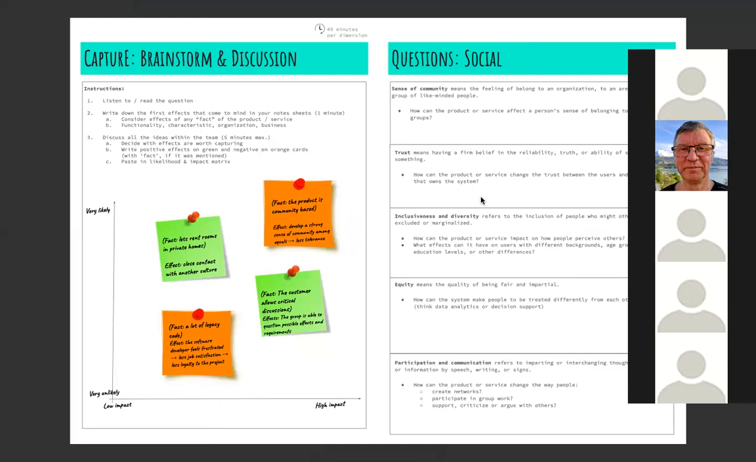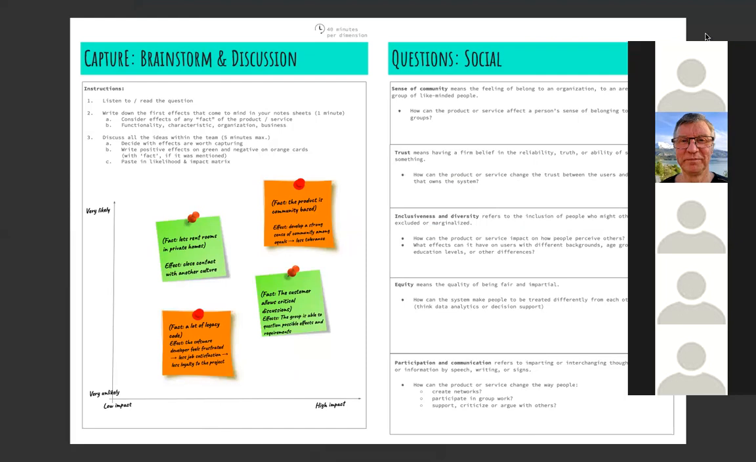Next question, trust. Trust means having a firm belief in the reliability, truth, or ability of someone or something. And how could the product or service change the trust between the users and the business that owns the system or the community in which it operates?